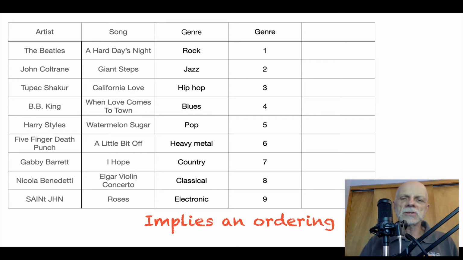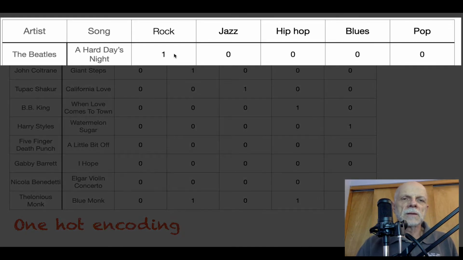The approach that does work is to flip things a bit. Here we have these values of a category, genre, and those values are rock, jazz, hip hop, blues. We're going to use those values and make them their own columns. We're going to have a rock column, a jazz column, a hip hop column, and so on. That's going to look like this. So we've converted this into columns, and if the Beatles' Hard Day's Night is a rock song, we're going to put a 1 there, and if it's not jazz, we'll put a 0, not hip hop, not blues, and pop.